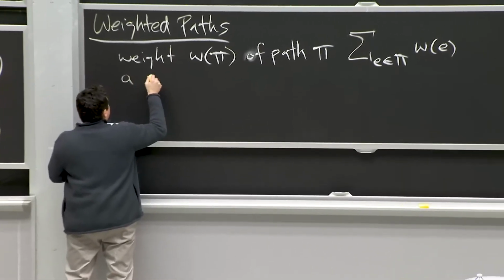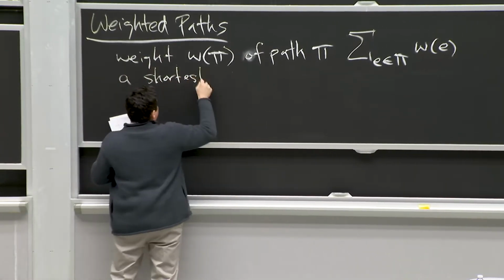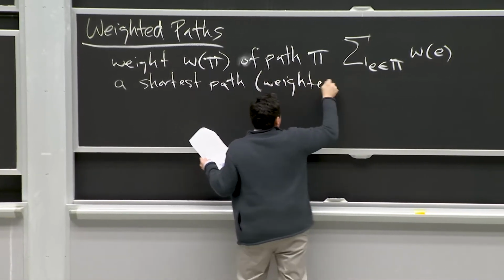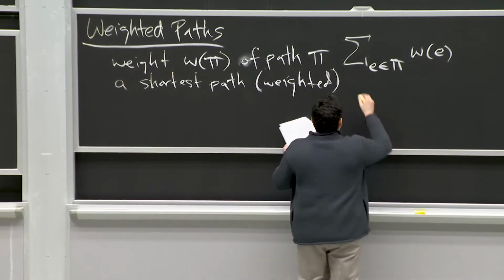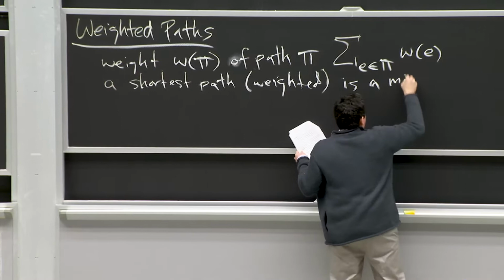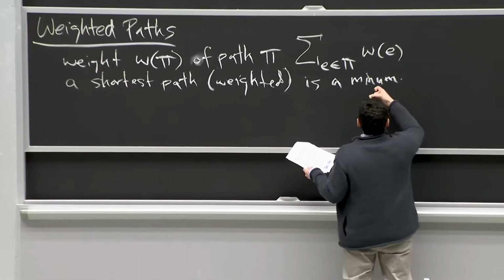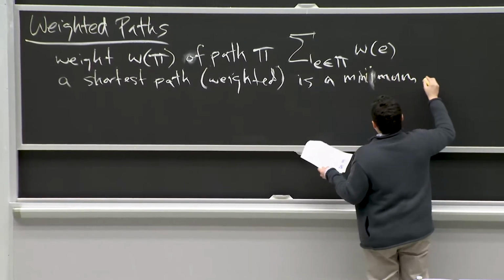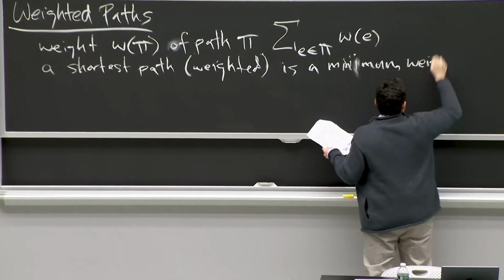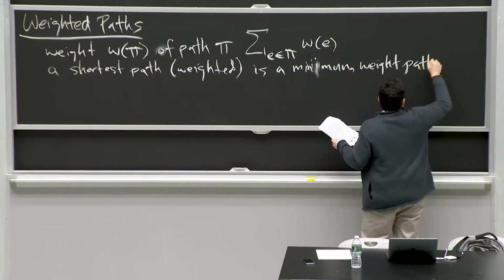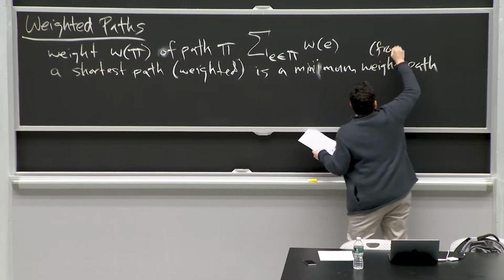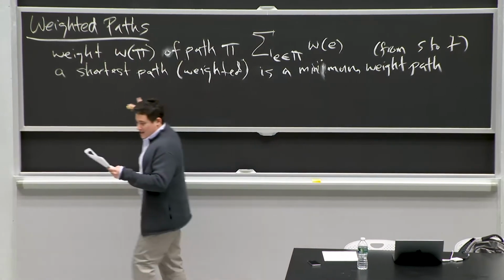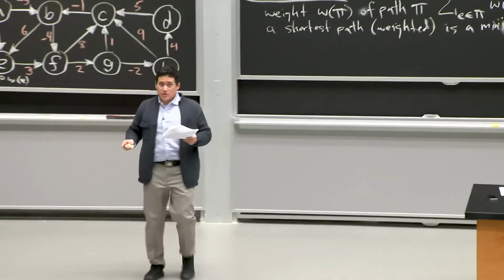So the shortest path, and in this case I'm going to clarify that this is the weighted shortest path, is a minimum weight path from S to T, right? Nothing too interesting here, but there are actually some subtleties we have to deal with.